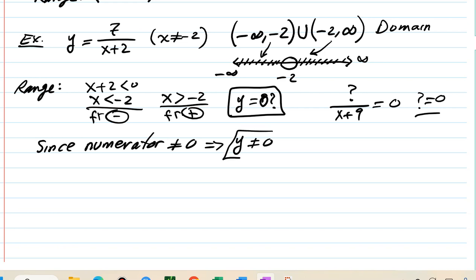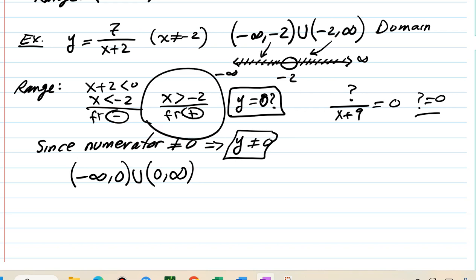And there is the exclusion in the range. Remember, domain is the set of all x values. So, I'm sorry, the range is the set of all y values. Therefore, my range in here is going to be anything. Negative is fine. Remember, the fraction could be negative. So it's negative infinity up to 0, not including 0, union 0 to infinity, because the fraction could be positive. And this would be our range, the answer to range.